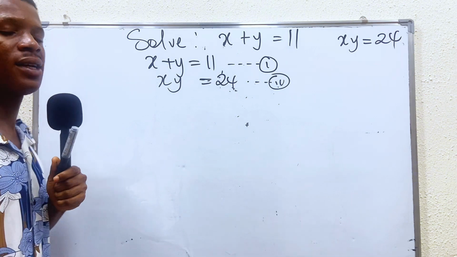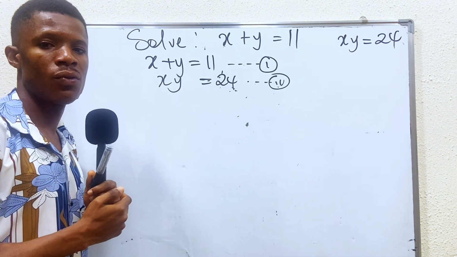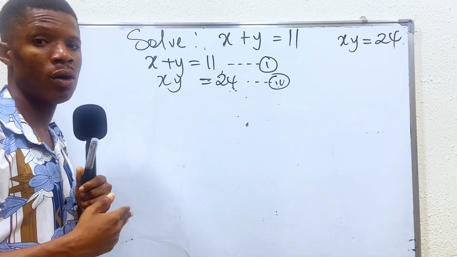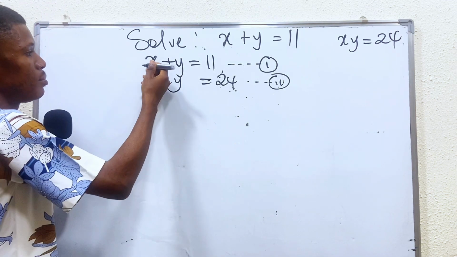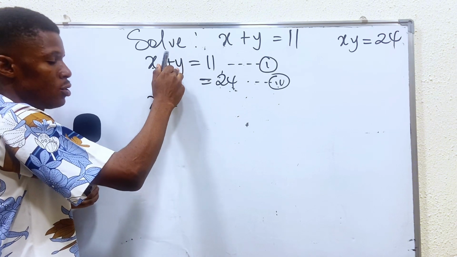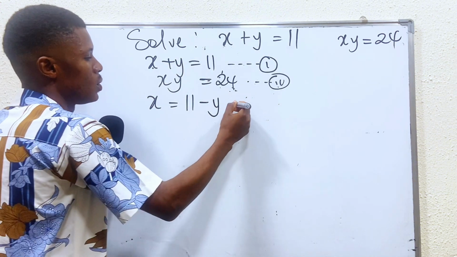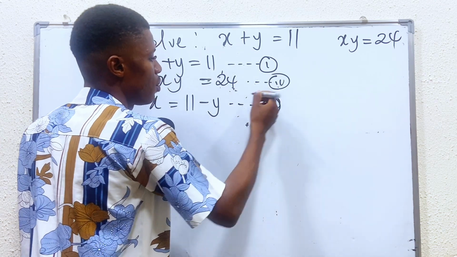So to solve this, the first thing we have to do is to make x or y the subject of the formula from either equation 1 or equation 2. So let's make x the subject in equation 1. So x will be equal to, subtracting y from both sides, 11 minus y. So let's call this equation 3.